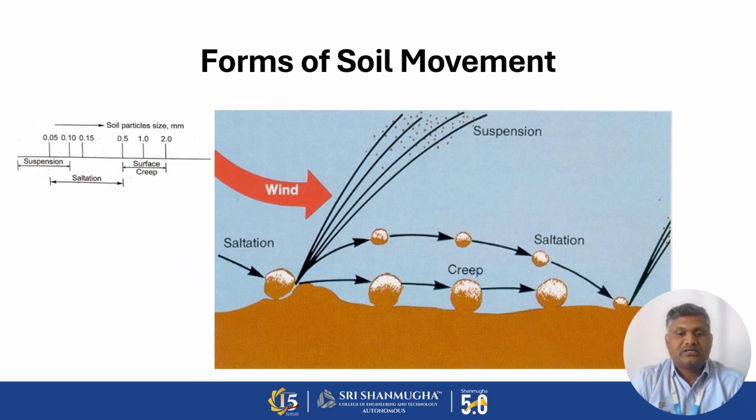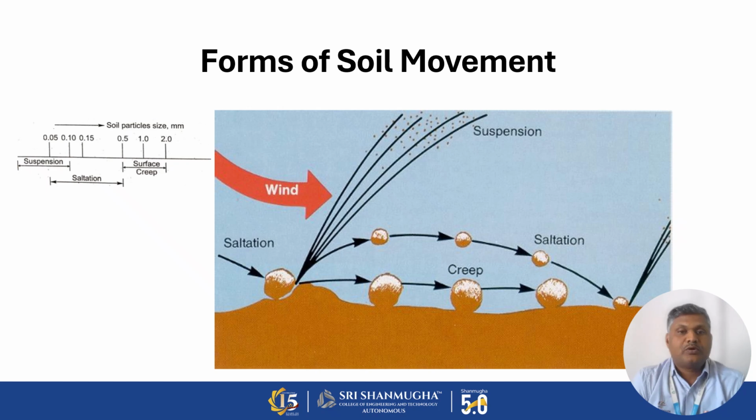And the third one is called the surface creep. For the larger size particles than the suspension and the saltation particles, the particle size is larger so its density increases, and the particles cannot float above the surface of the earth. So the particles will creep on the surface of the soil. This process is known as surface creep of the soil movement.